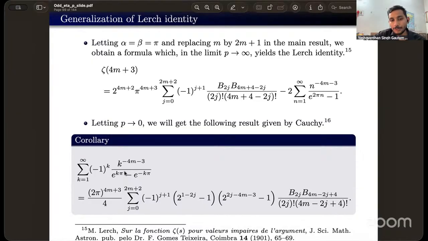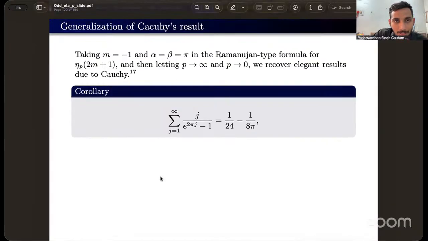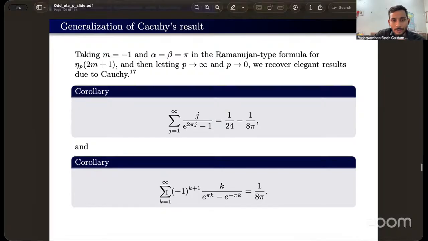So for p tends to 0, we are getting this result. Now let's move to the m is equal to -1 case. If we take m is equal to -1, then for p tends to infinity, we have to put alpha is equal to beta, and we'll have this result. And for p tends to 0, we'll have this result. This is also due to Cauchy.